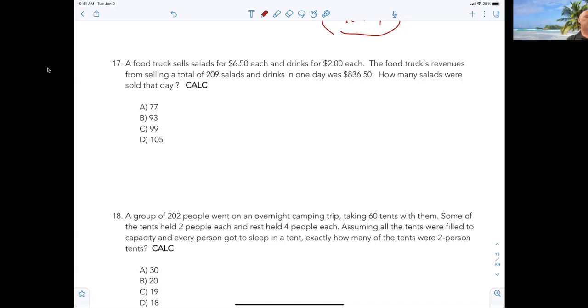So a food truck sells salads, so immediately I put an X over salad, and drinks I put as Y. I don't use any other variable except X and Y. Now here's where I need your attention. I sold 209 salads and drinks, so I want everybody to write X plus Y equals 209. Does everybody agree with that? And then the salads cost $6.50, so I just did 6.5X plus 2Y equals $836.50.